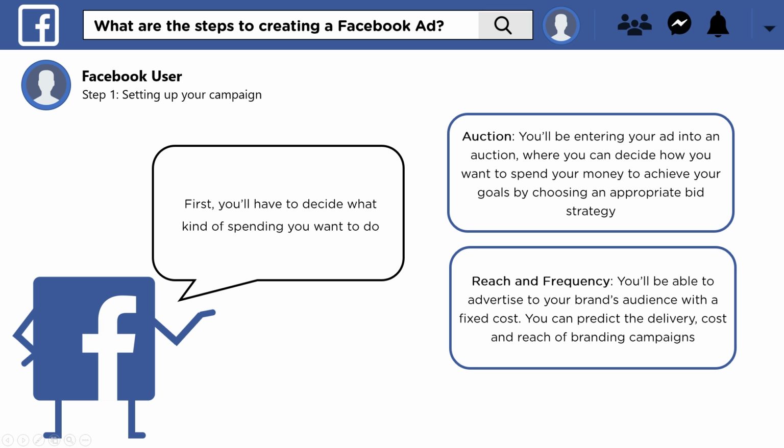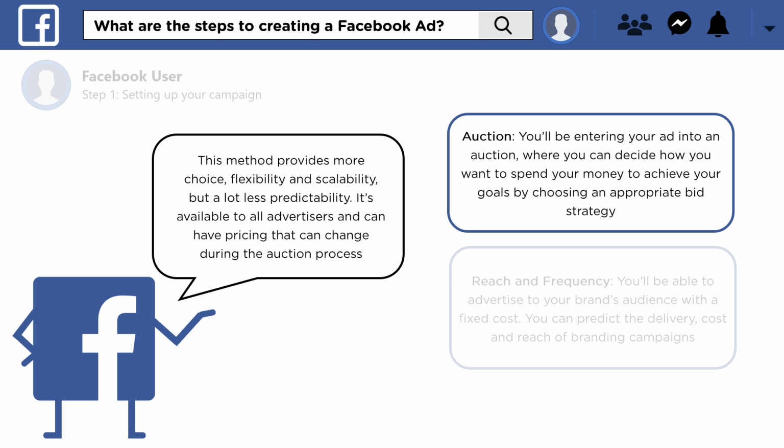With reach and frequency, you'll be able to advertise to your brand's audience with a fixed cost. Reach and frequency allows you as the advertiser to better predict the delivery, cost, and reach of your branding campaigns. With auction, you have more choice, flexibility, and scalability, but not a lot of predictability, okay? Because again, you're going into an auction, competing against other advertisers.